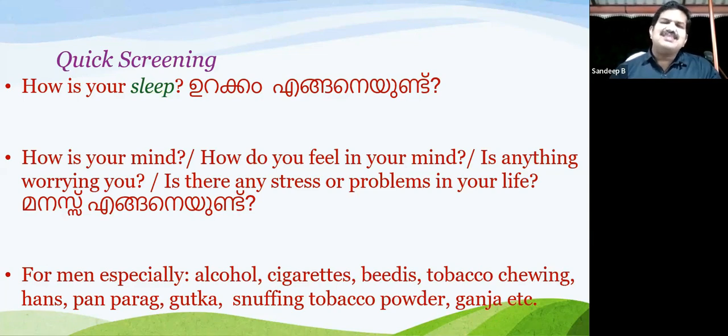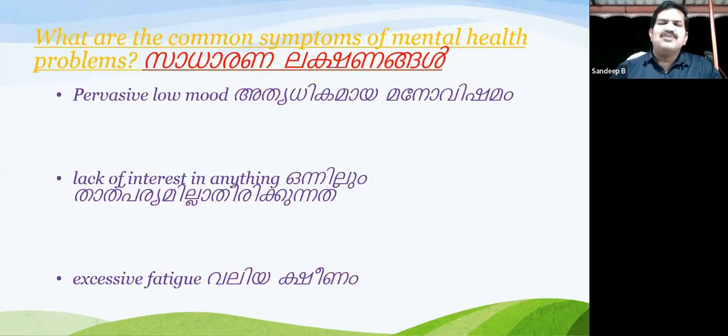And for men especially, the substance history also, we can take: alcohol and cigarettes and beedis and tobacco, hans, gutka, tobacco powder, ganja, all those, and many more synthetic substances, MDMA and LSD and so many things. It's sad to know that those things are becoming more prevalent even among medical people, and there are reports that these things are becoming more and more rampant in our campuses.